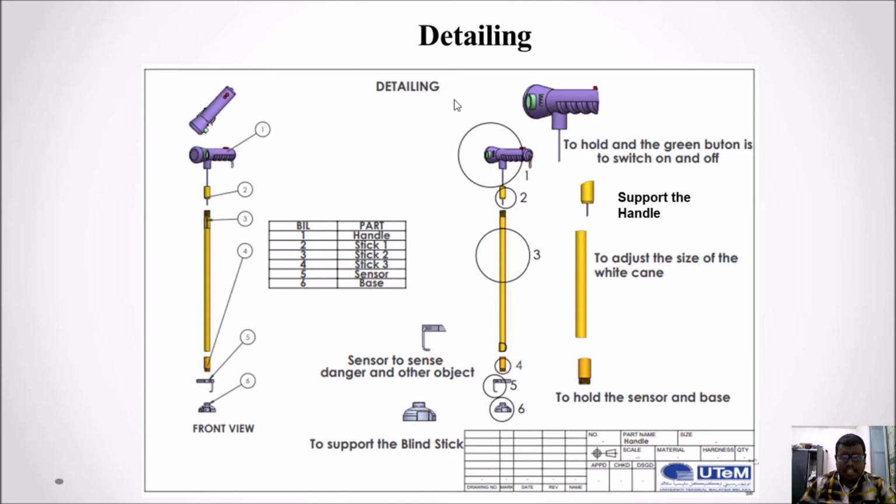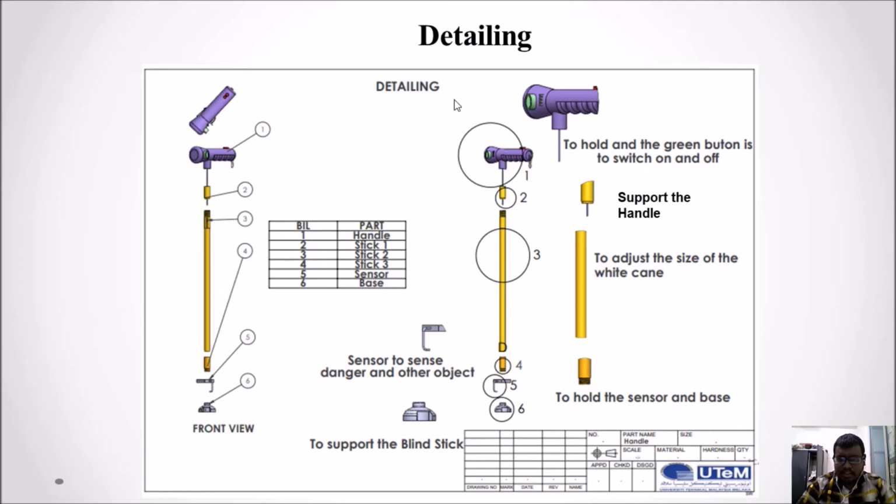And this is the detailing of this product. The first is the handle. The function of this handle is to hold. The user will hold this and grip. The grip is very good. And the green button is to switch on and off. When you are using it, you can switch on, and when you are not using it, you can switch off.